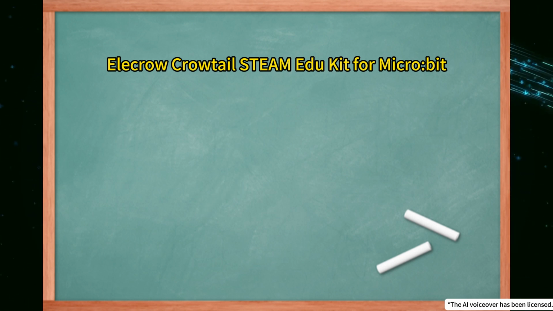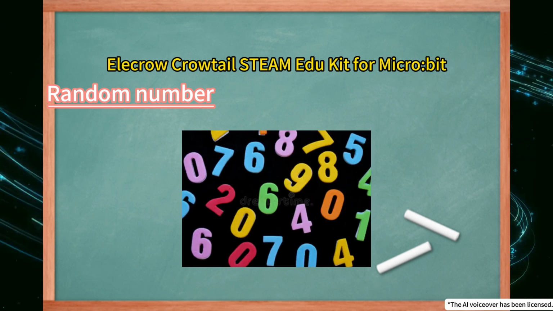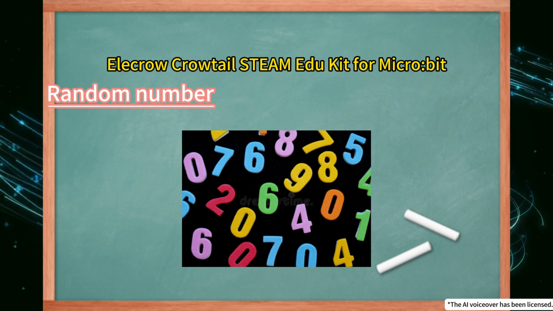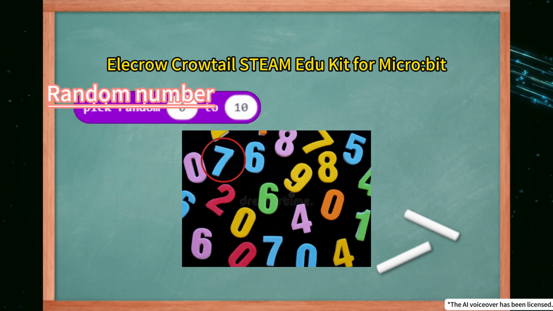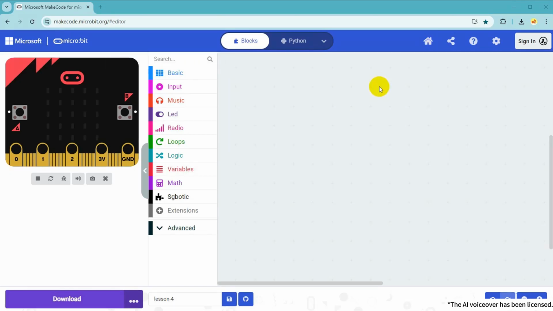As we saw earlier, the dice points appear randomly. Here we need to understand what is a random number. A random number is a number within a range that is unpredictable and is generated differently each time it is run. Having understood the concept of random numbers, let's start writing the program. Open the MakeCode programming interface.